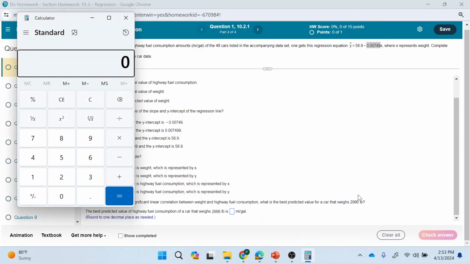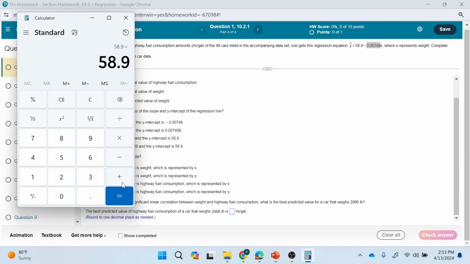So go and type this number, 2,986, and multiply that by negative 0.00749. Make it negative using the plus-minus sign, and then if you multiply, this is the number you are going to get, and then plus 58.9. Okay, I made a mistake. First of all, it's not cancel, it's CE.